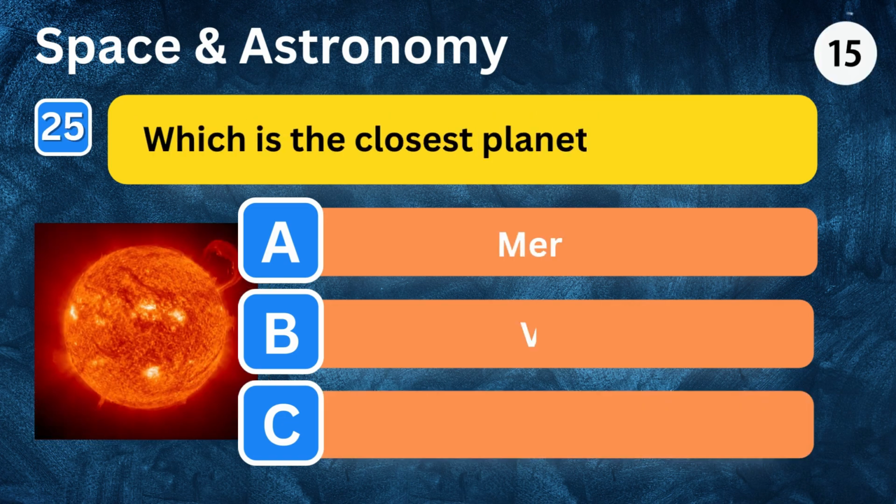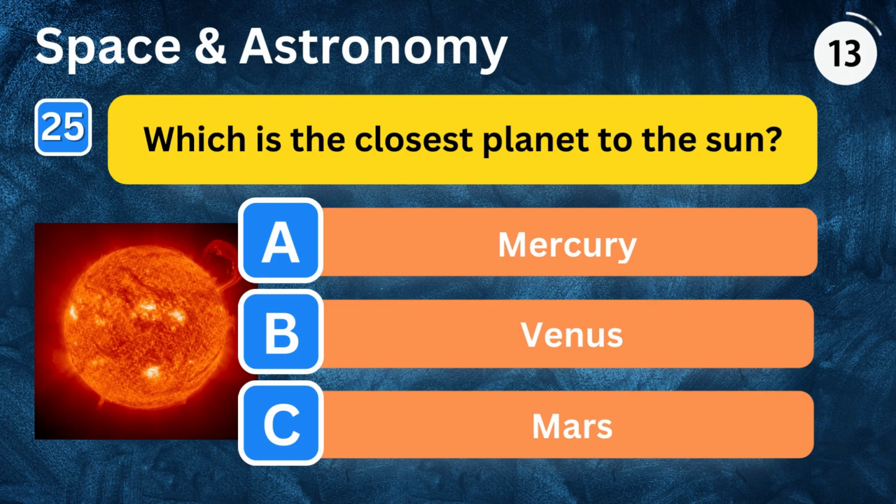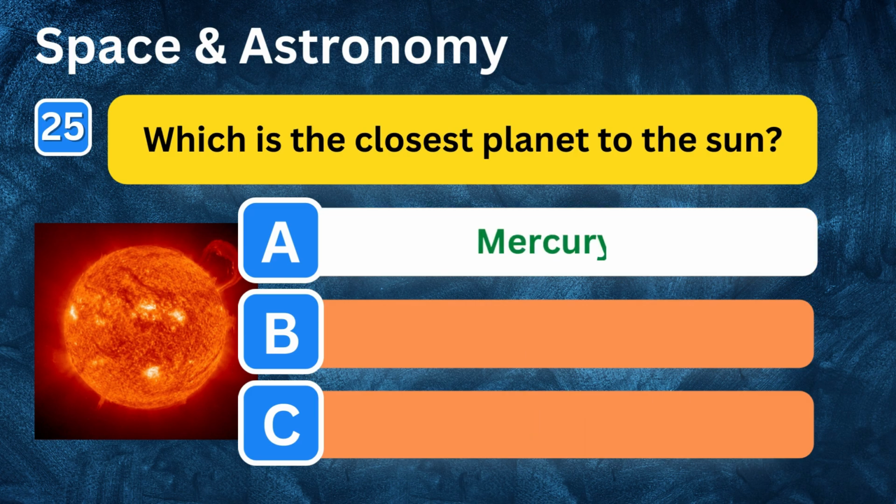Question 25. Which is the closest planet to the Sun? Is it Mercury, Venus, or Mars? And the answer is Mercury.